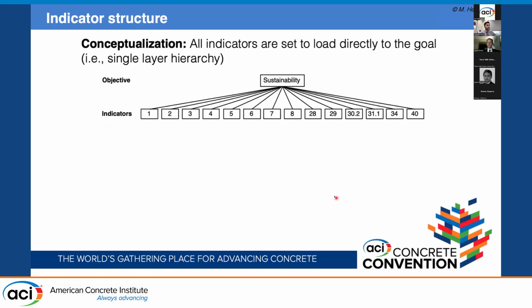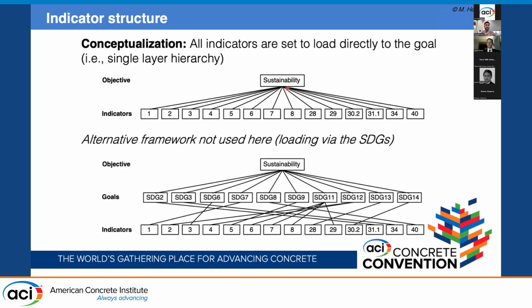Next is conceptualization. This is a sub-step of the indicator selection. It's how we decide the structure of the indicators and how they load to our goal. In this case, we can see that there's a single layer hierarchy, so each indicator is loading directly to our objective. However, an example of an alternative framework would be using the SDGs as an intermediate layer, where each indicator loads to its respective SDG, and then the SDGs tie into the overall objective of sustainability. However, we won't be using this framework here.